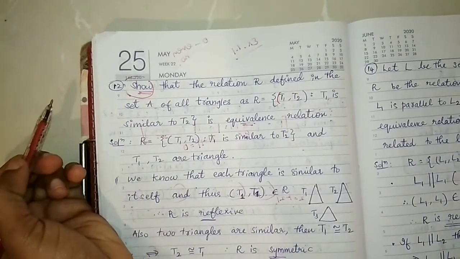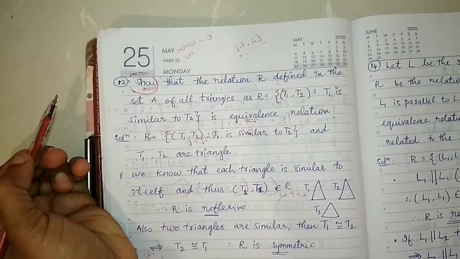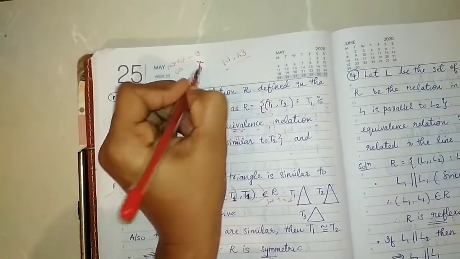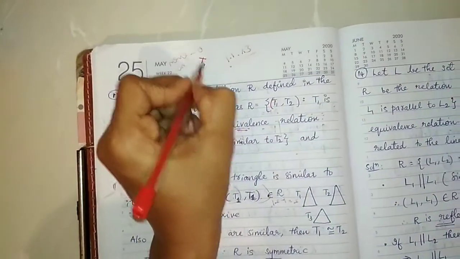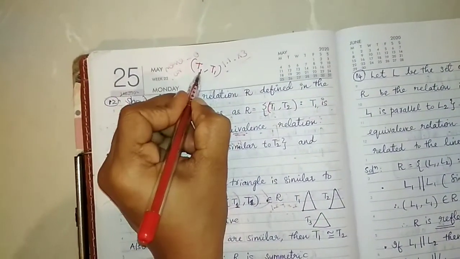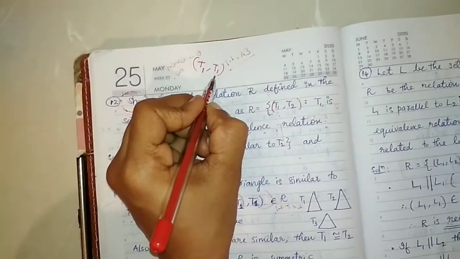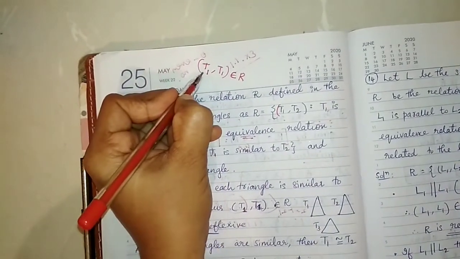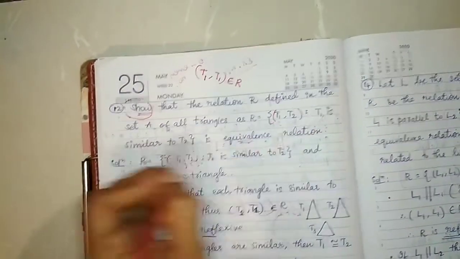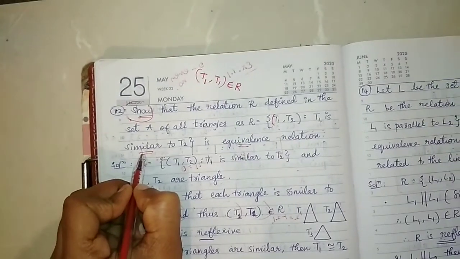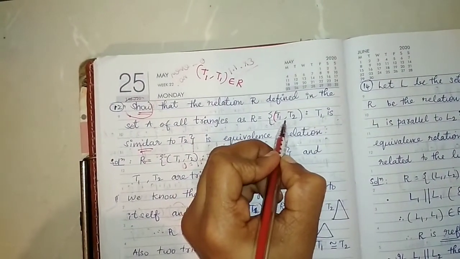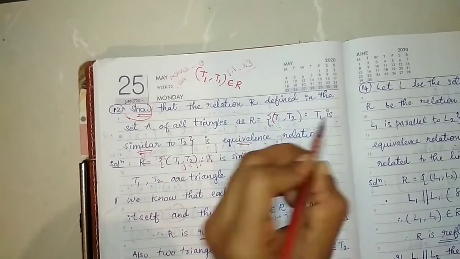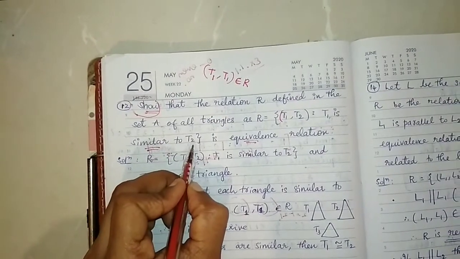So first you have the reflexive condition. What is reflexive? (A, A) belongs to R. In this case, because you have T1, T2, you can take T1 and T1. T1 and T1 should belong to this R, so the condition will be similar. You should be able to write (T1, T1) such that T1 is similar to T1.